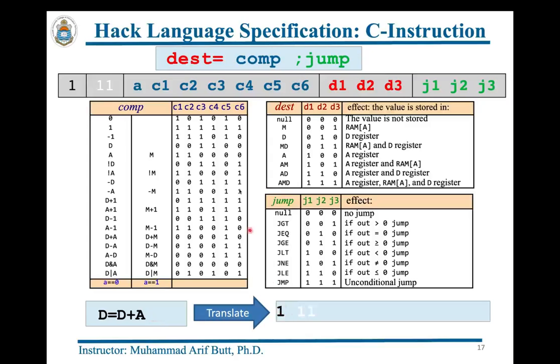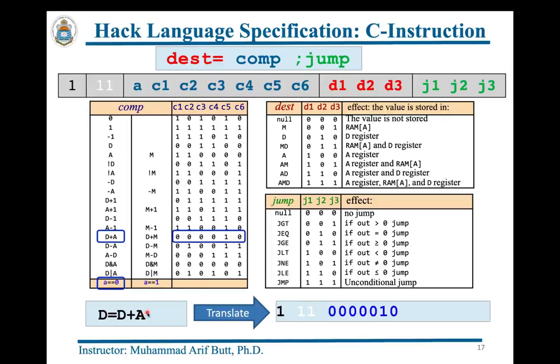So the first 3 bits over here show that this is a C instruction. The 1 shows that this is a C instruction, and the remaining 2 bits are not used, so they are kept 1. You can keep them 0 as well. After this, we need to check out the computation. The computation is D + A. We see this table. For the D + A computation, the 7-bit corresponding values are, we have a 0 for a, and for the remaining 6 bits we have 0, 0, 0, 0, 1, 0. So this is how it goes on.